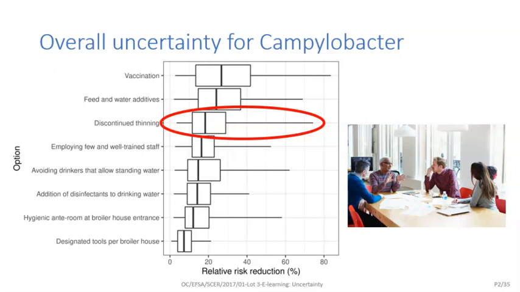The uncertainty analysis for this was a basic one. Overall uncertainty was assessed directly by expert judgment based on evidence from the literature without quantifying any parts of the uncertainty separately first. That also applied to the control option designated tools per broiler house.